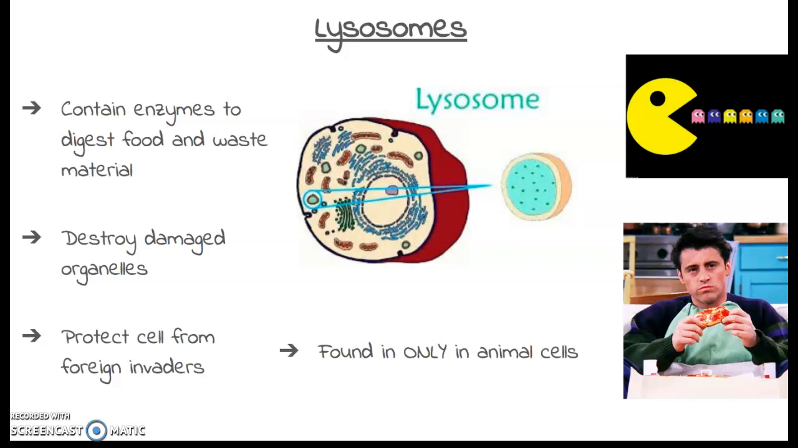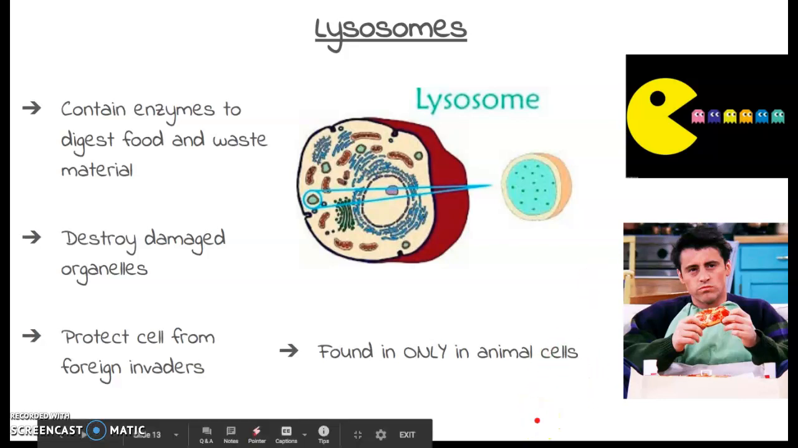So I refer to them as like Pac-Man or Joey from Friends, if we have any Friends fans. Pac-Man and Joey are constantly eating. Pac-Man's job is just to constantly be eating all those little ball-like things in the game. And Joey, if you ever watch Friends, he's constantly eating something, a meatball sandwich, pizza, whatever. So the lysosomes are like the Joeys and the Pac-Mans of the cell. They're eating all the damaged things.